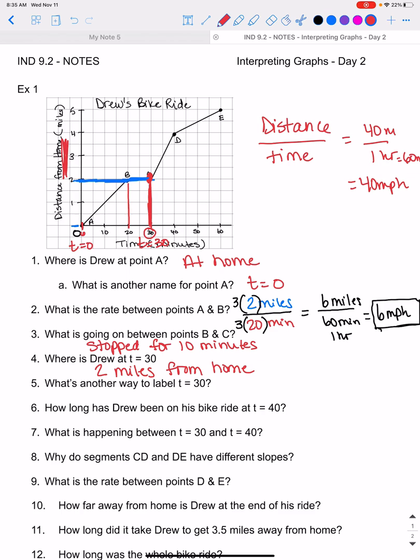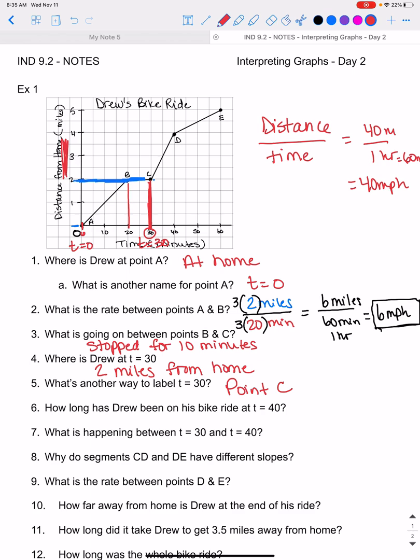All right, what is another way to label t equals 30? Well, t equals 30, we could label as point C. So another way to label t equals 30 would be point C. Because at t equals 30, you go straight up and you get that C mark, okay?